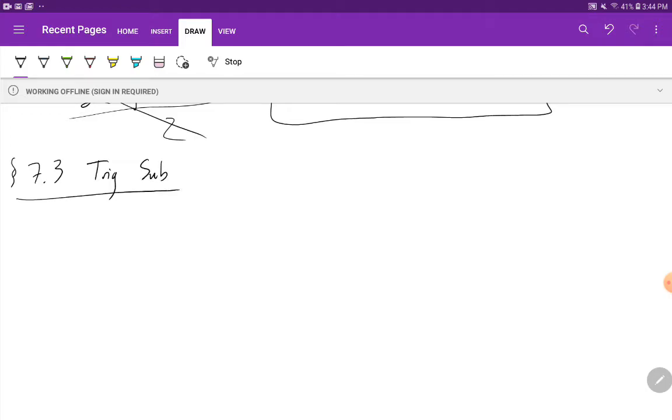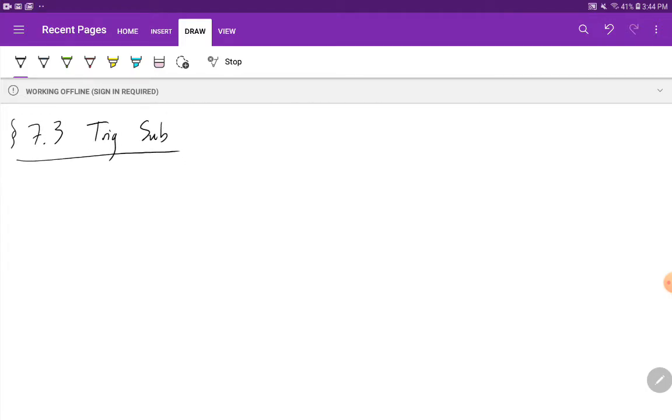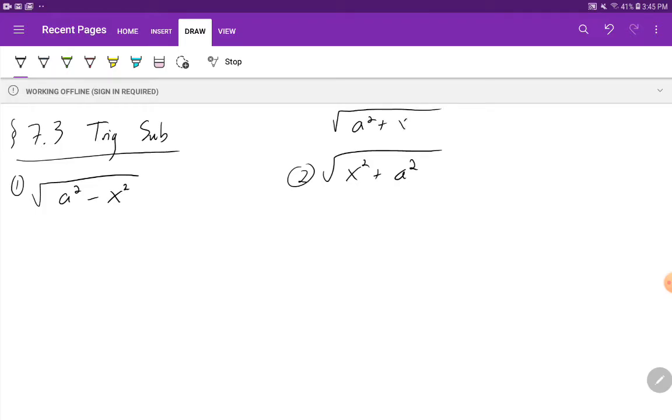In class, we talked about the three forms that you guys will come across. All right, so the 3 forms are square root of a squared minus x squared, so that's 1. The second form is square root of x squared plus a squared, or the other way around since it's addition. And then the third one is square root of x squared minus a squared. All right, and I had said that the first one you use this substitution. For this one, you use tangent.